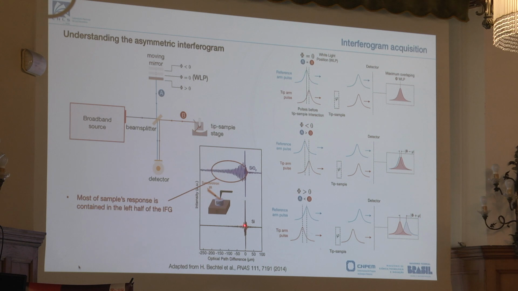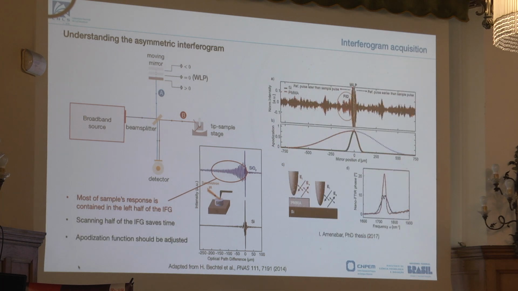So it means that because of this geometry here, we have most of the sample's response, not all the sample response, but a good part, most of the information is at one side. So we can take advantage of this. We can scan just more or less half of the interferometer. We can save some time with that, right?